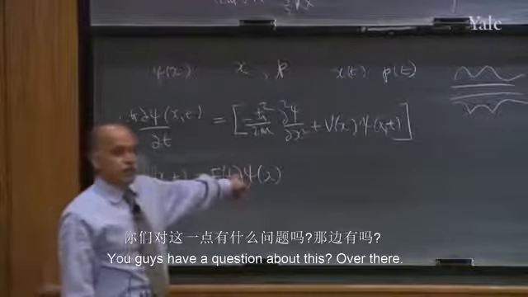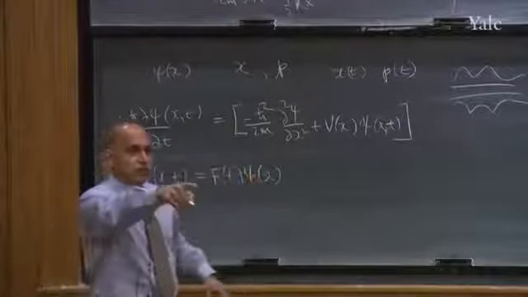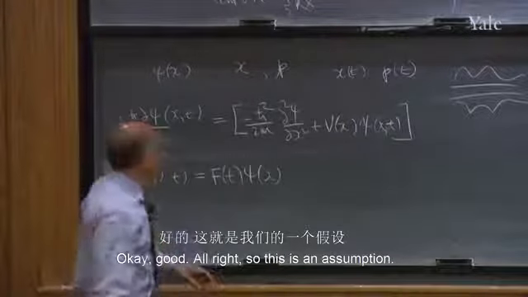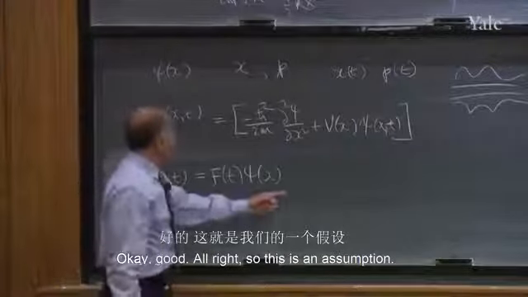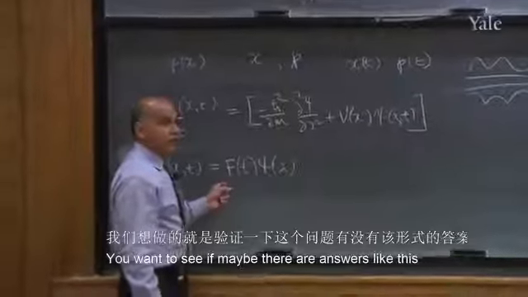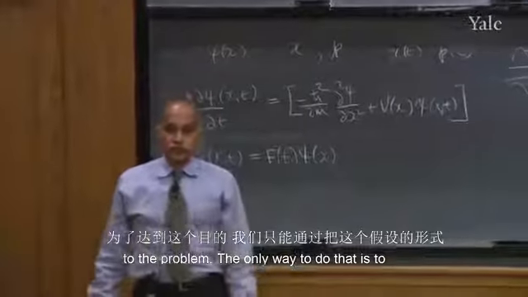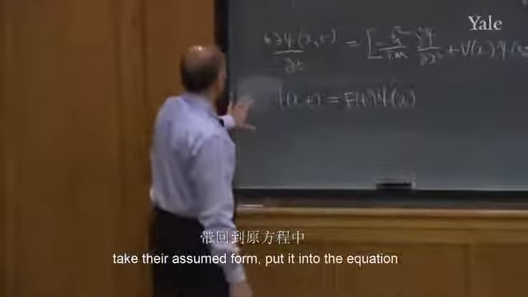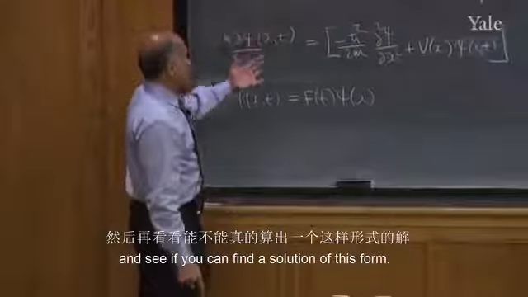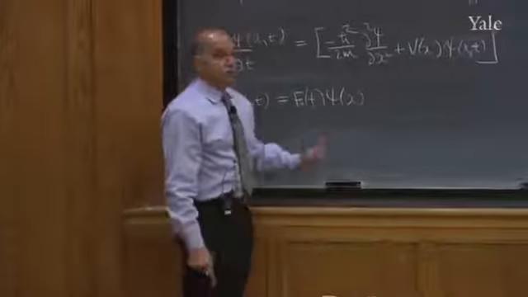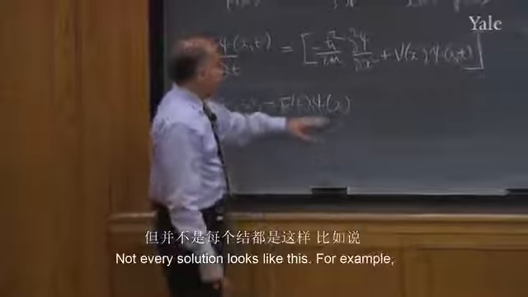You guys have a question about this? Over there? Okay, good. All right, so this is an assumption. You want to see if maybe there are answers like this to the problem. The only way to do that is to take that assumed form, put it into the equation, and see if you can find a solution of this form. Not every solution looks like this.